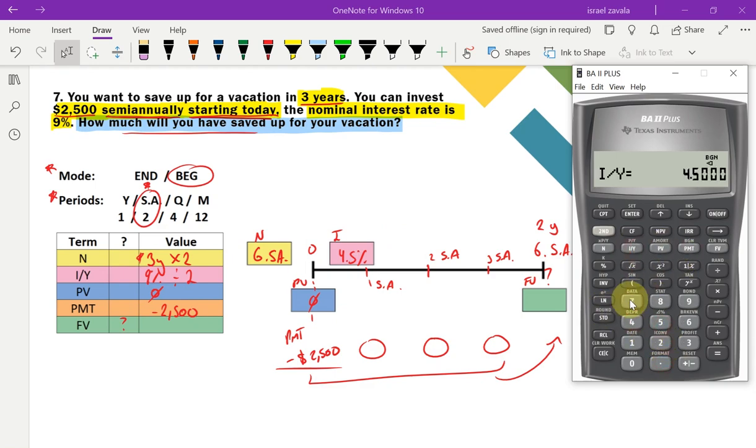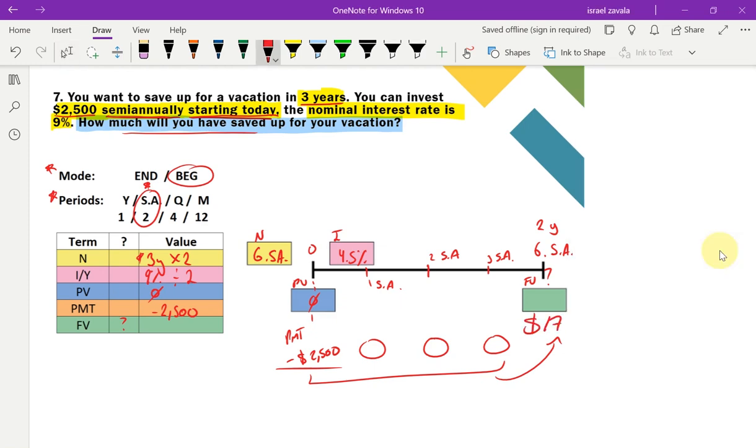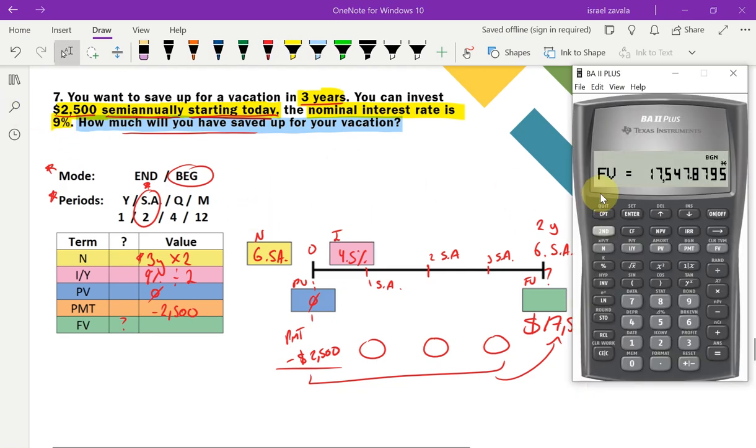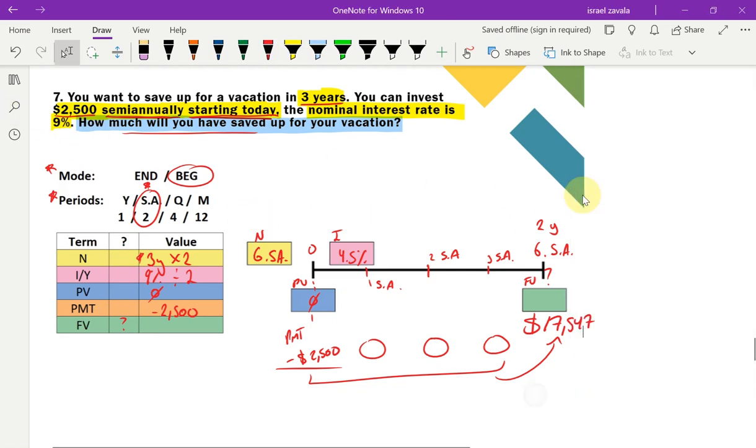4.5. Present value is 0. We're not starting with anything, but we are making payments of $2,500. And since we're the ones making the payments, it's negative. And then we're going to compute the future value. So that'll grow to $17,547. What are the cents on that? 547 and 88 cents.